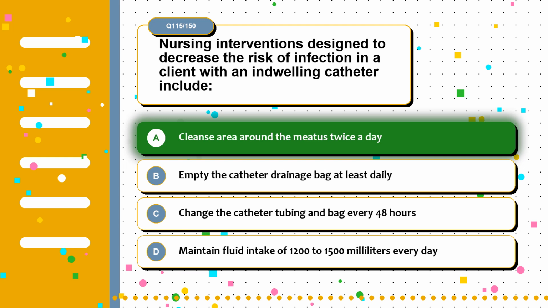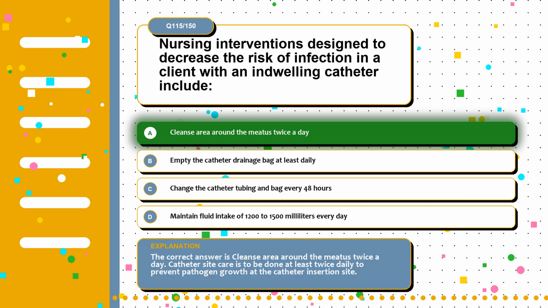The correct answer is option A. Cleanse area around the meatus twice a day. The correct answer is cleanse area around the meatus twice a day. Catheter site care is to be done at least twice daily to prevent pathogen growth at the catheter insertion site.